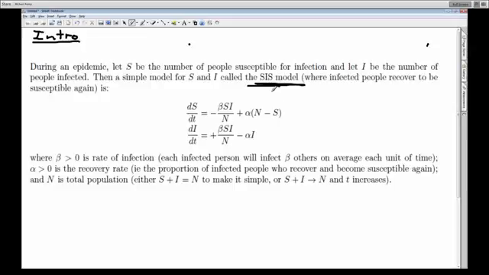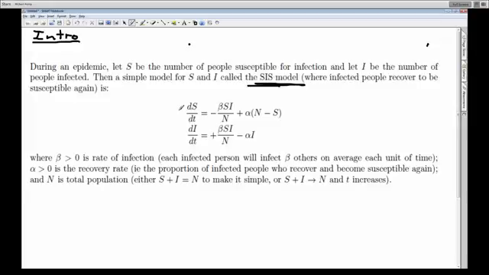More complicated ones are susceptible, infected, recovered, and there are various forms of that. Being able to write it as a system allows you to easily modify it and add extra letters as you need to. I want to keep it simple just because I want to do things with it later.